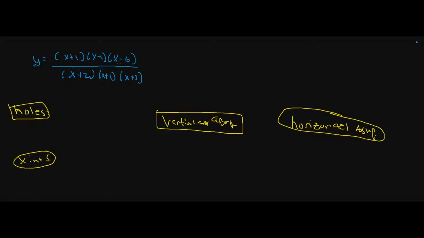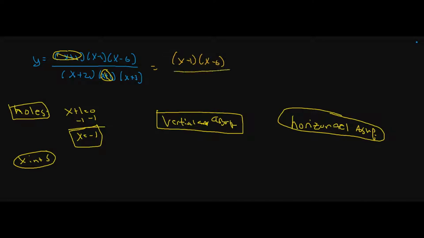So, holes. Do you notice anything that's the same on top or bottom? Well, I notice x plus 1, x plus 1. So we can cancel these out, and I'll write it here: x plus 1 equals 0. Subtract 1 on both sides, so one of my holes is x equals negative 1. Let's rewrite this as x minus 1, x minus 6, all divided by x plus 2, x plus 3.